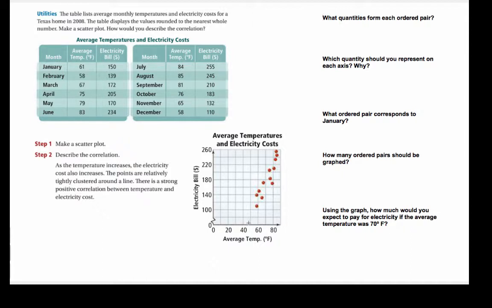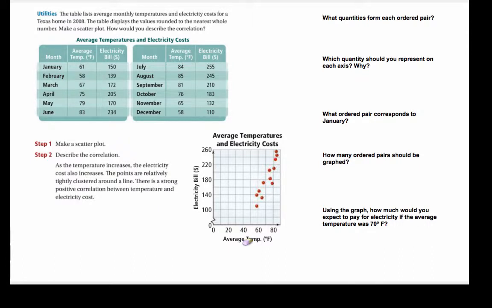One thing we always like to do with scatter plots is draw a best fitting line, and that's not perfectly straight, but that could be a best fitting line, and that kind of illustrates the explanation here. Which ordered pair corresponds to January? Well, in January, we know that we have a temperature of 61 degrees and a bill of $150. So it appears as though this point right here is the ordered pair that represents January.